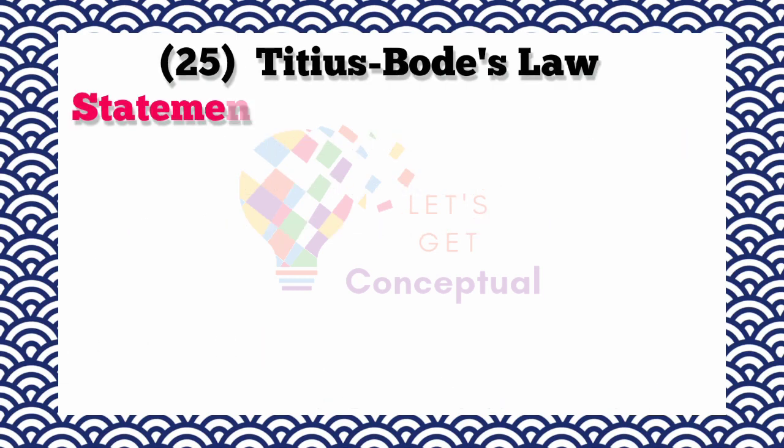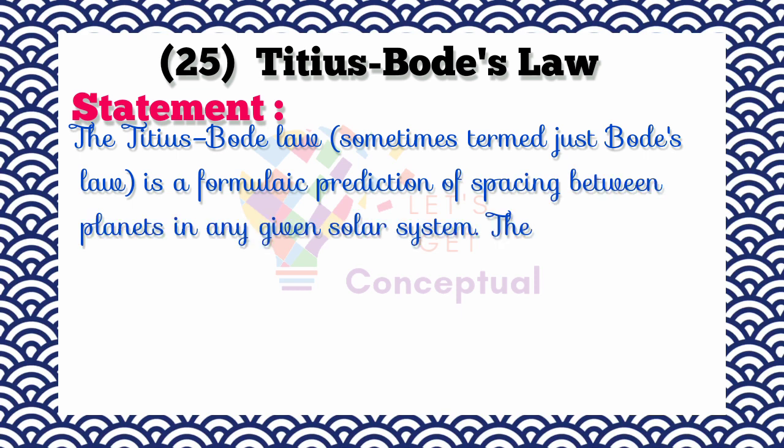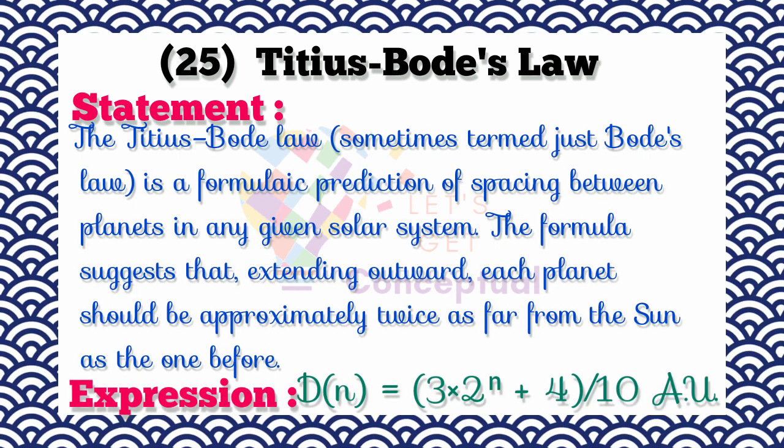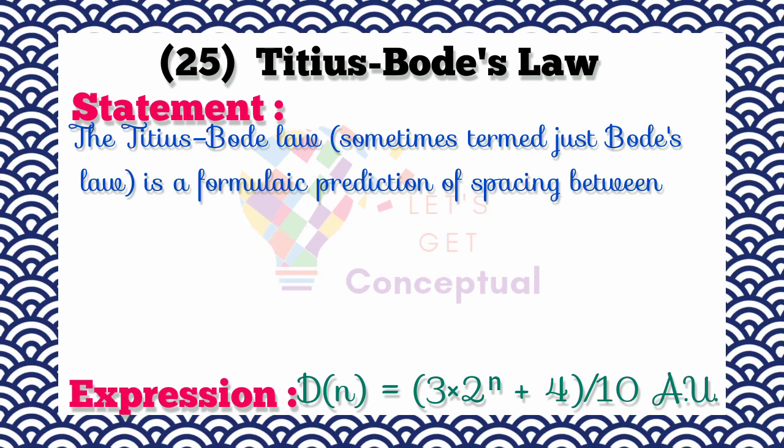Number 25. Titius-Bode's law. Statement. The Titius-Bode law is a formulaic prediction of the spacing between planets in any given solar system. The formula suggests that, extending outward, each planet should be approximately twice as far from the Sun as the one before. Expression: dn equals (3 cross 2 raised to power n plus 4) divided by 10 astronomical units.